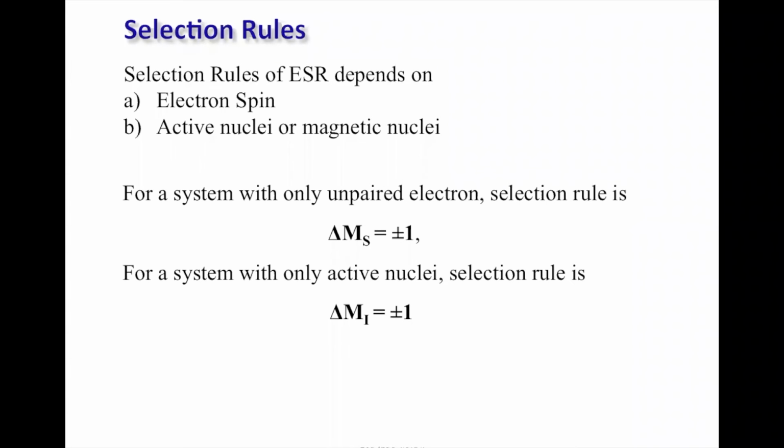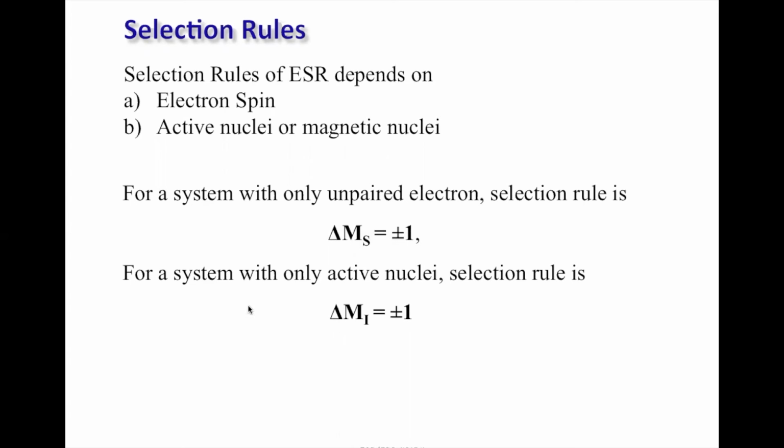Now, the selection rules. For all the spectroscopic techniques, one of the most important aspects is the selection rule. So obviously, the ESR technique also has some selection rules. The selection rules for ESR depend mainly upon two factors. One is the electron spin and the other one is the active nucleus, or the magnetic nucleus, present in the sample. So for molecules in which only an unpaired electron is present and no active nuclei, the selection rule will be Δms = ±1.